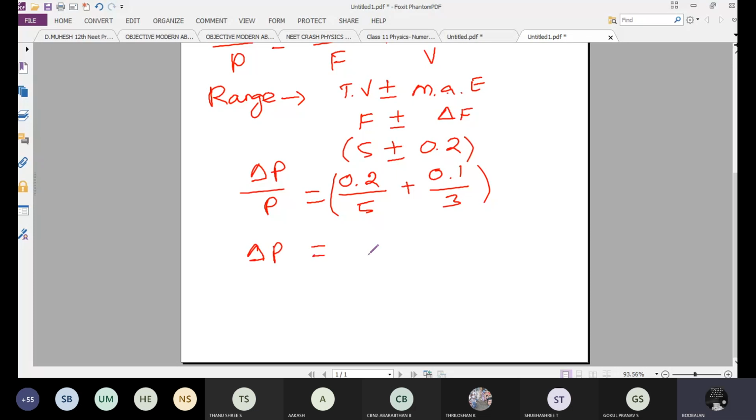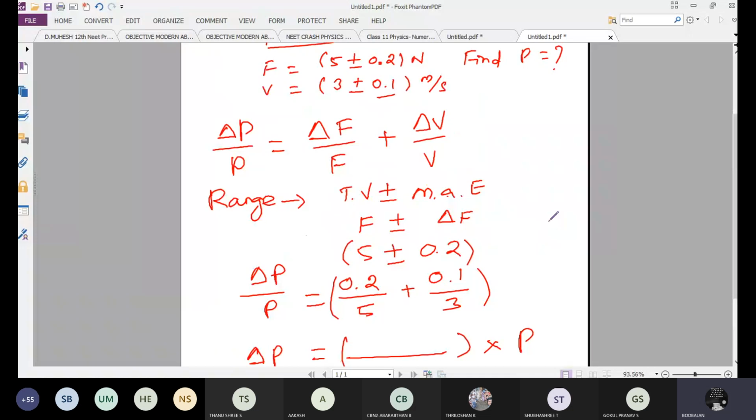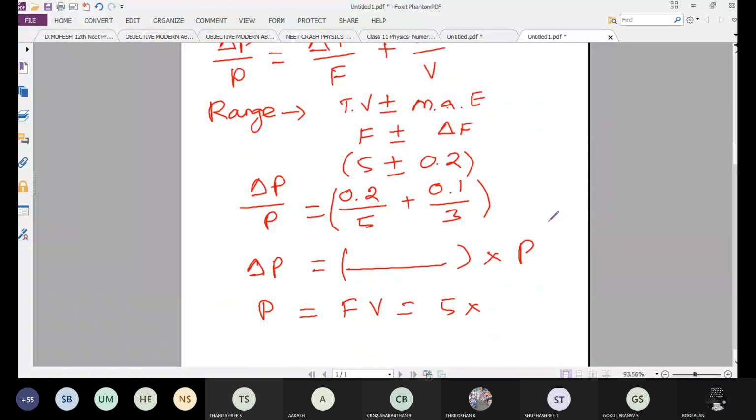Okay. So del P in the value of P. So P formula, P is equal to force into velocity. So force into velocity means only the true value. True value force 5, velocity 3. So this is the power value. Power SI unit watt.